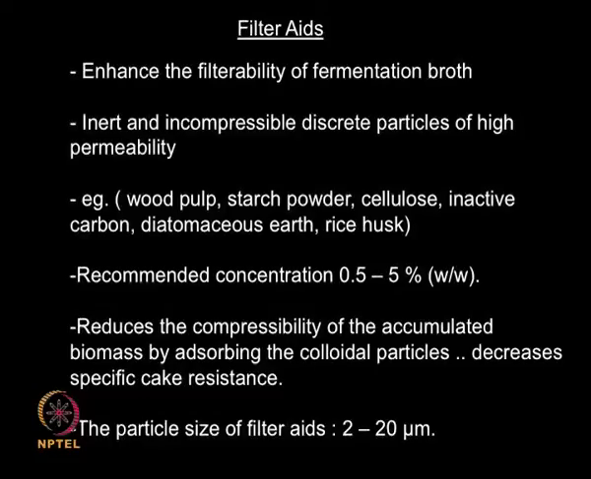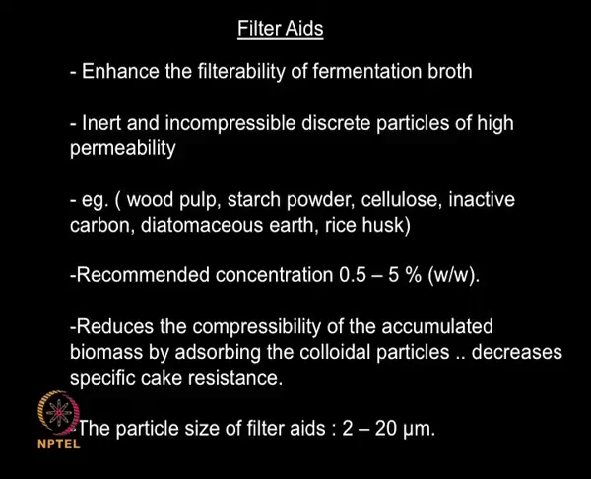Generally you add materials like starch powder, cellulose, inactive carbon, diatomaceous earth, rice husk, starch. These are materials which do not get compacted at pressure. Generally the concentration varies depending upon the type of solids you are trying to remove from your fermentation broth. The quantity may change between 0.5 to 5% weight by weight.